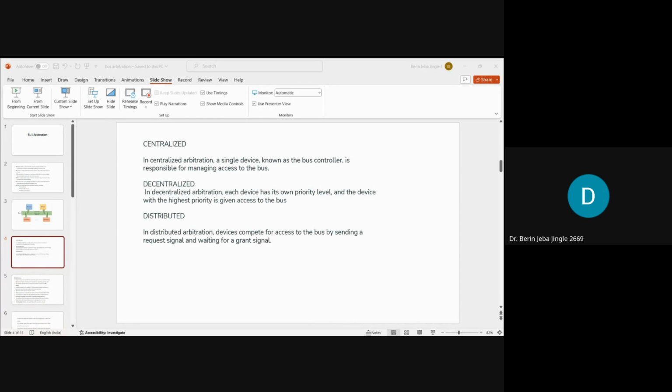So I will finish the class within 5 minutes, okay? So say the answer. What is the difference between centralized, decentralized, and distributed? Centralized, a single device is used to manage the access to the bus, ma'am. Very good.